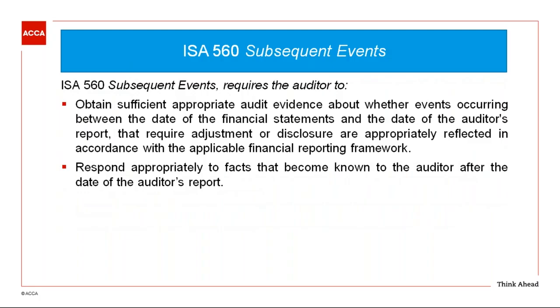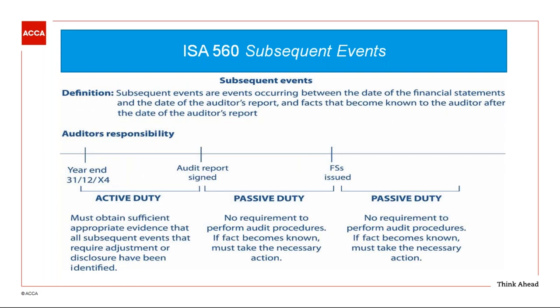Then there is ISA 560, subsequent events. This is one of the most important ISAs. Subsequent events are related to IAS 10. So the auditor should obtain appropriate evidence on whether the subsequent events are properly accounted for according to IAS 10 or not. So this is his primary responsibility. According to ISA 560, the auditor has two duties, active duty and passive duty. So you should be aware of the difference between them.